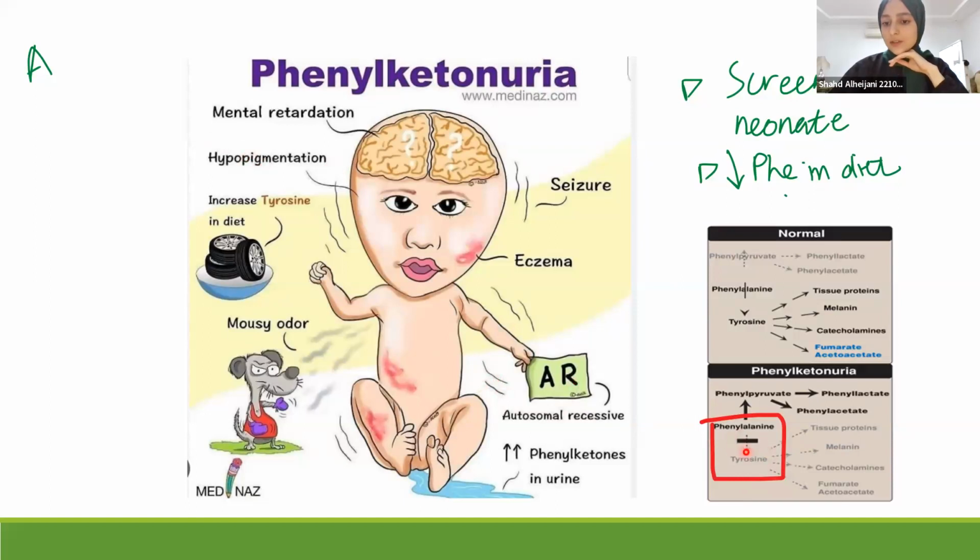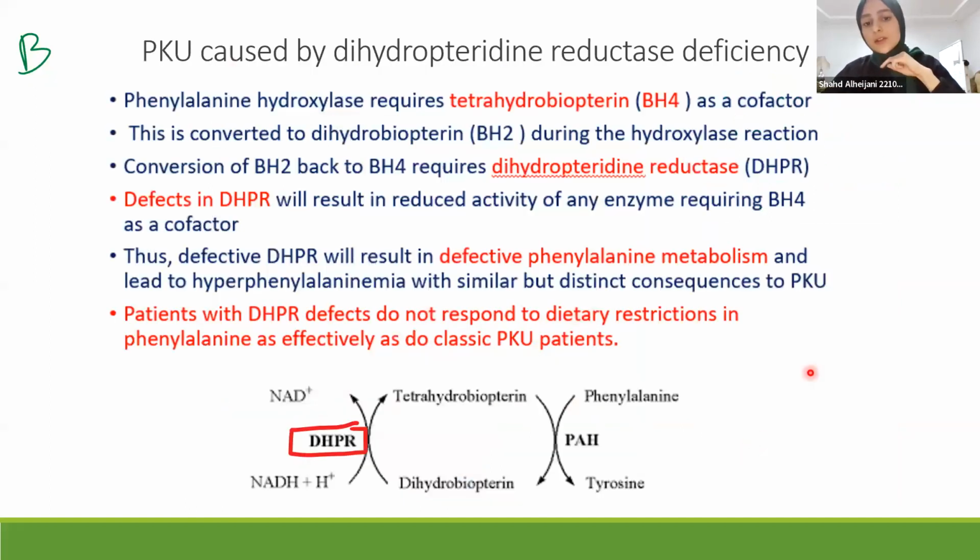So we said phenylalanine hydroxylase could be affected. What could be affected too? We said we also need tetrahydrobiopterin. Now, how do we get this substance? Tetrahydrobiopterin is a molecule formed from dihydrobiopterin. So we need to add hydrogen to this dihydrobiopterin to form tetrahydrobiopterin. And for that, we need an enzyme called dihydropteridine reductase. So this enzyme is needed to form tetrahydrobiopterin, which would then go to help with this pathway, phenylalanine to tyrosine.